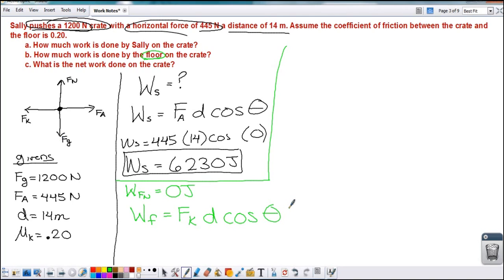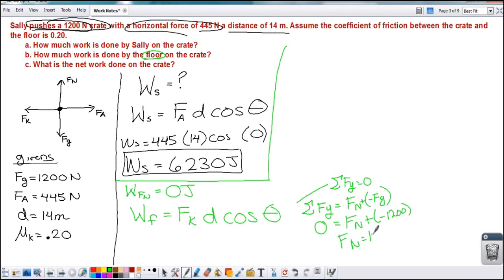So over here, I'm going to go ahead and say, well, what do we know? I don't know that it's going at a constant velocity, but I do know that it's not accelerating up or down. It's moving along the floor. So I know the net force in the y direction is 0 because it's not accelerating up or down. Well, the net force in the y direction means add them up. So we've got normal force going up and we have the gravitational force going down. Substitute in. And the next thing we know, we've got our normal force is 1,200 newtons.